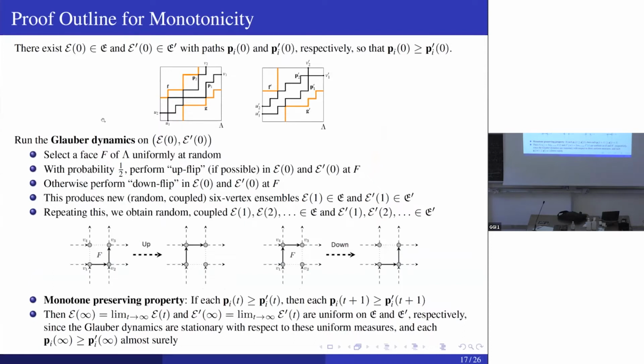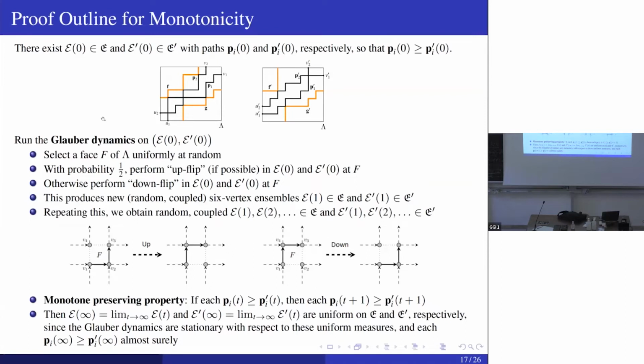What I want to say is that a random 6-vertex ensemble on lambda is southeast of a random 6-vertex ensemble with the new boundary conditions. What I can always do is find one element E0 in E whose paths are always southeast of one element in E prime. So I can always initialize such that my coupling statement is true. Now I'll run a Markov chain that preserves this ordering, and that eventually will equilibrate. It will tend to the stationary measure.